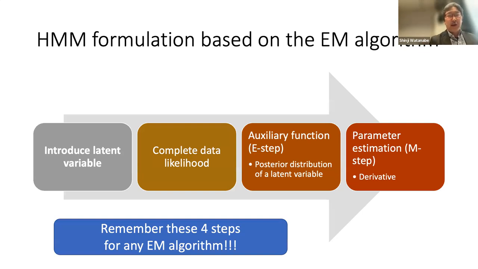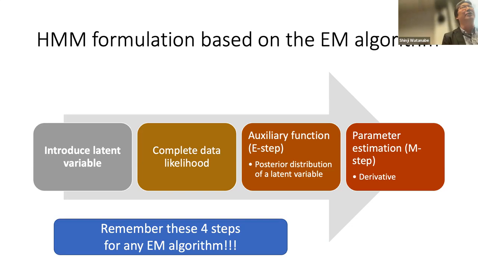Okay, so I will explain these four steps, and always please remember them. There are several other applications where we can use the EM algorithm, like Gaussian mixture modeling. By the way, K-means is one extreme case of the Gaussian mixture model, and the K-means algorithm can also be interpreted as an EM algorithm. The GMM may not be used so much anymore, but K-means we still use, especially in self-supervised learning.